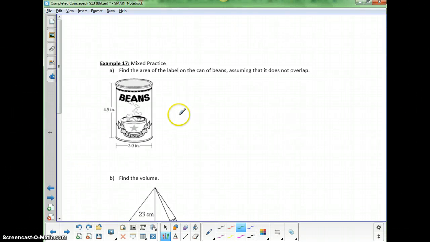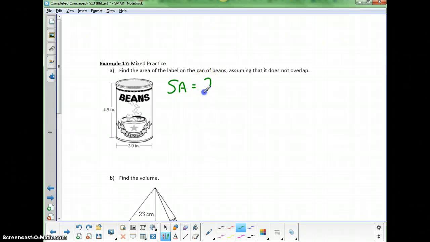In the next example, we're going to find the area of a label on a can. This would be a surface area type of problem since it goes around the outside of the can, not the inside. So I'm going to use surface area, but I'm not going to use the entire surface area formula because the label does not touch the tops and the bottoms.